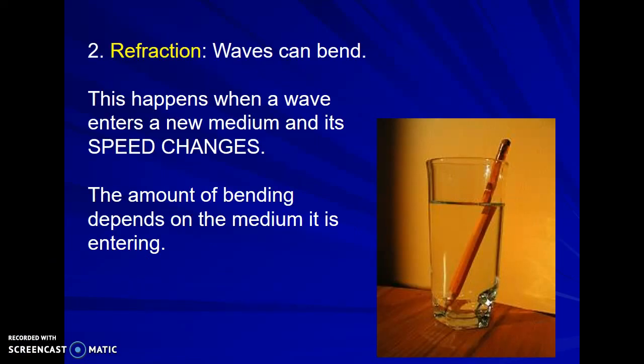Refraction: waves can bend. This happens when a wave enters a new medium and its speed changes. The amount of bending depends on the medium it is entering. A great example of this is why you see different locations of an object underwater. So look at the pencil to the right. You can see that it looks like the pencil is broken because the light is refracted as it's entering a different medium.